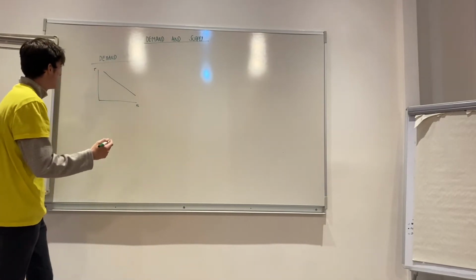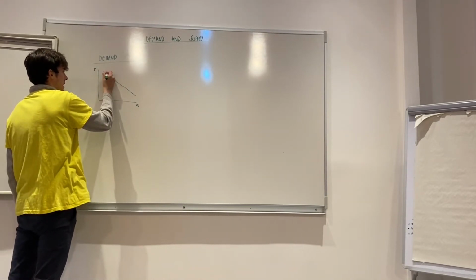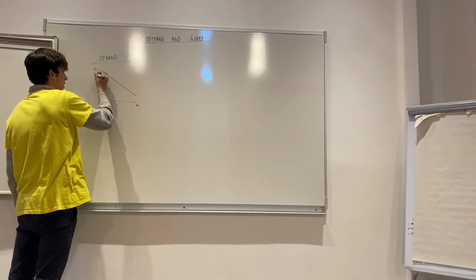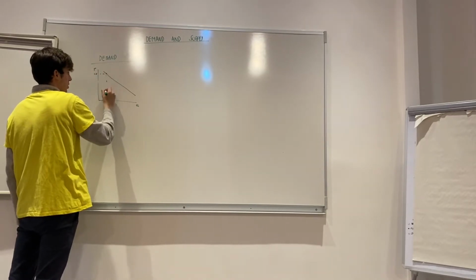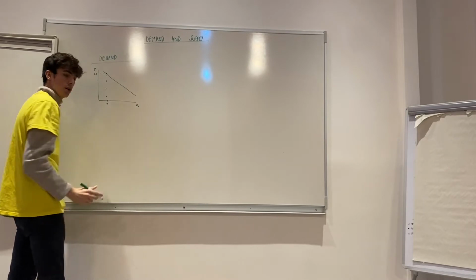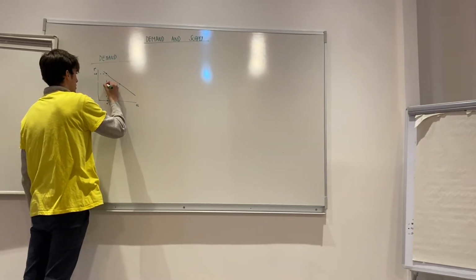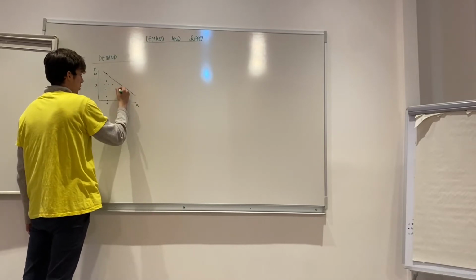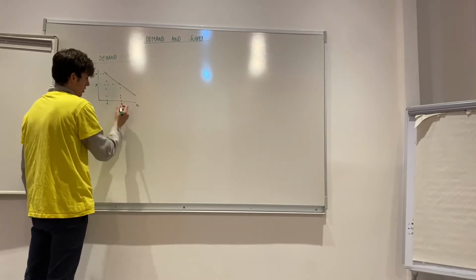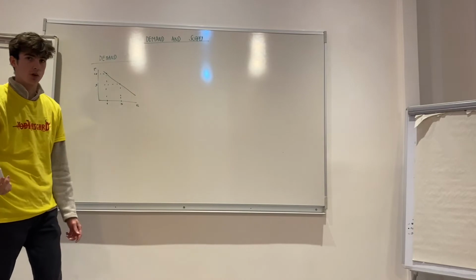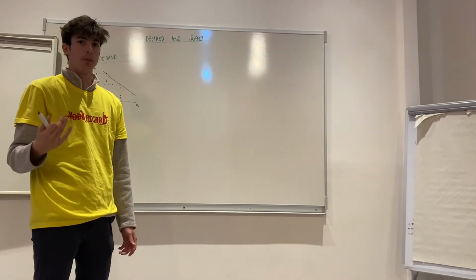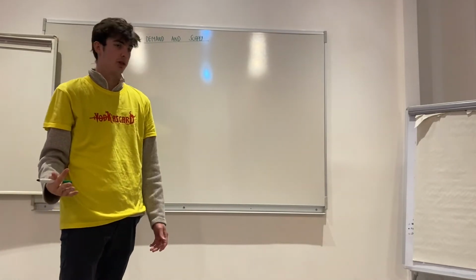Basically, as you can see, as price is high, so let's say price here is 10, quantity will be low. Quantity here will be 1. However, when price is lower, let's say 5 here, then quantity will be higher, 5. So basically what this shows is that as price gets higher, people desire a certain good less.